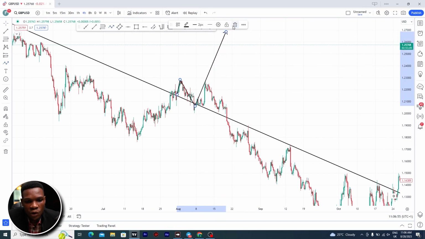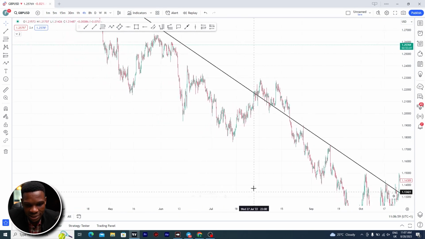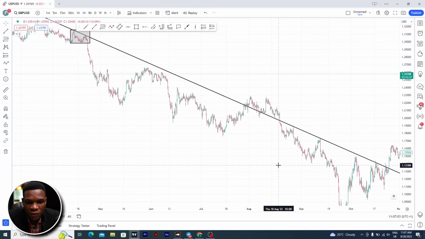But what did price do? The opposite. Price continued selling. Now here is the secret. Here is the reason why price kept on selling. Now a proof that it changed, a proof that the trend has actually reversed. The proof that the trend has actually reversed is when you spot a change of character.